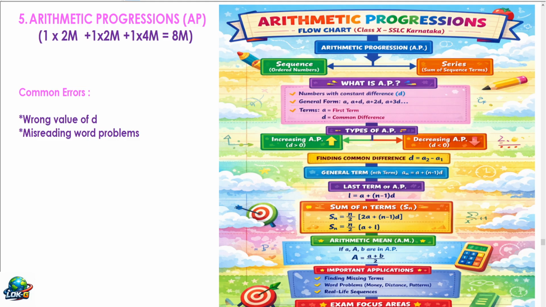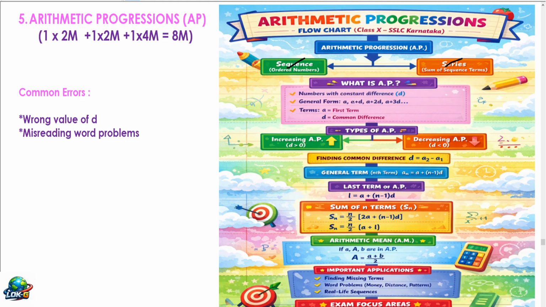That's all. We'll move on to the 5th chapter, my dear students. Arithmetic progression. Very, very important chapter. First of all, you must know what is a sequence, ordered numbers, series. A set of objects or things arranged in a definite pattern is called a sequence. Whenever terms of the sequence are expressed with a plus sign, then it is called a series.